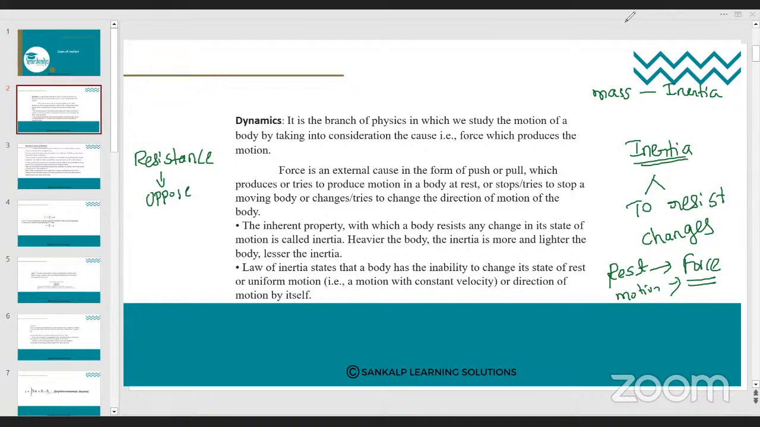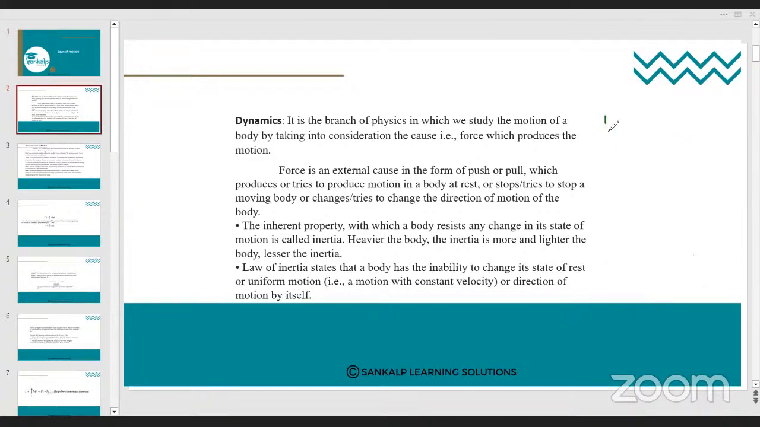So again, we have the types of inertia. We will study types in inertia. That is inertia of rest, first one. Then second one is inertia of motion. And the third one is inertia of direction. So there are three types of inertias: inertia of rest, inertia of motion, inertia of direction. So very simple, no need to get much confused here.